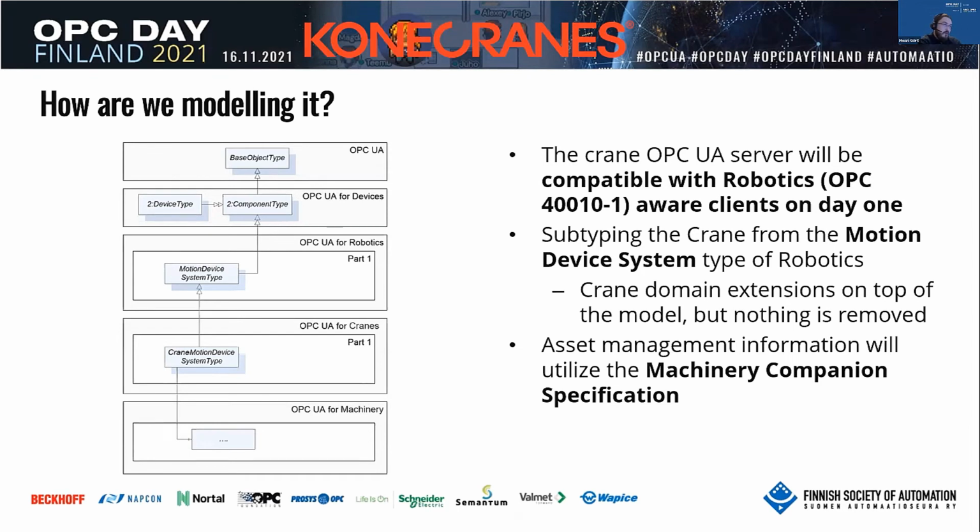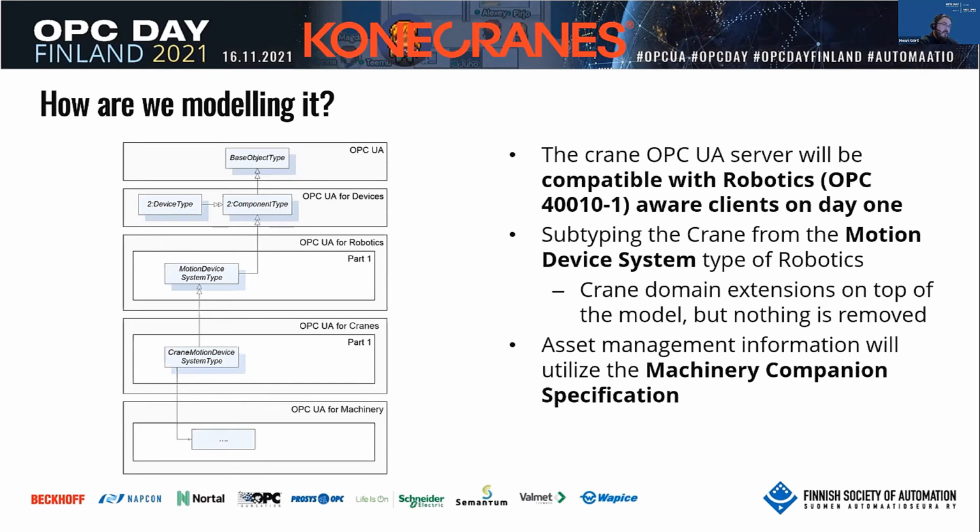Also, we are including support for the machinery companion specification in our model to serve our asset management and identification use cases. So Wolfgang was talking about these companion specifications that don't include the OPC UA for machinery. The robotics is one of them. What we are doing here is we are including the machinery identification type in the crane motion device system type, and then we are also including the component identification types in the motion devices. More on that later.